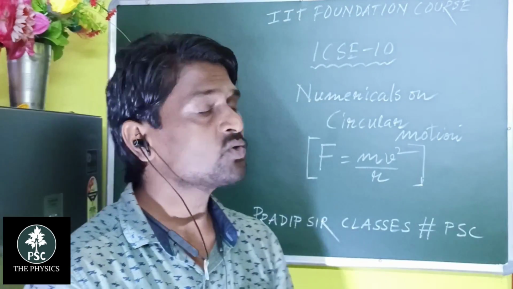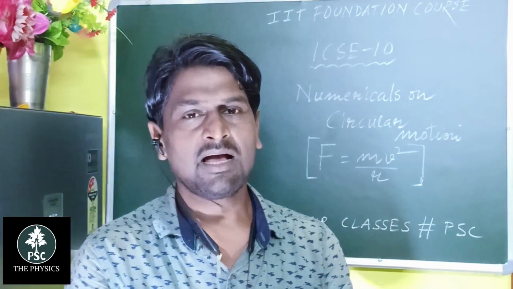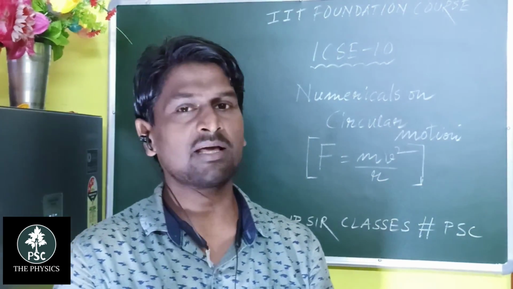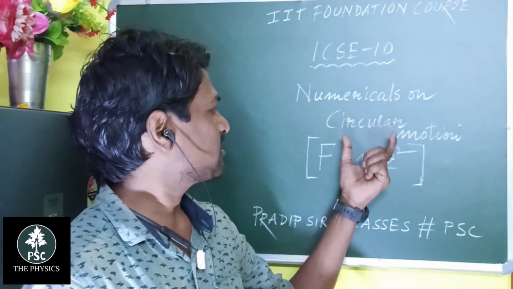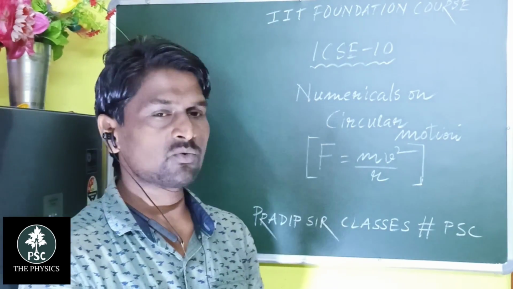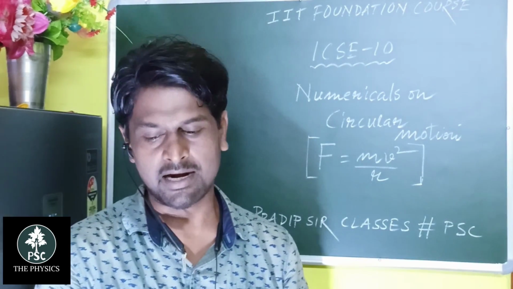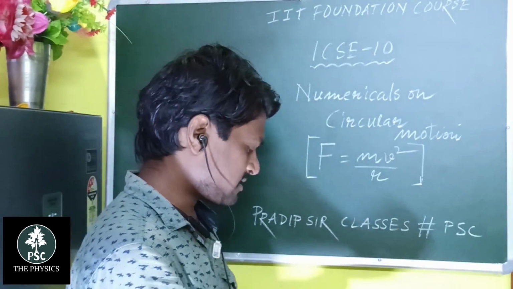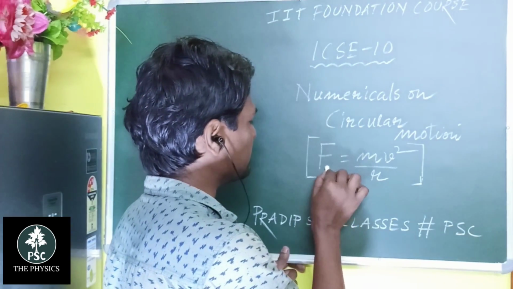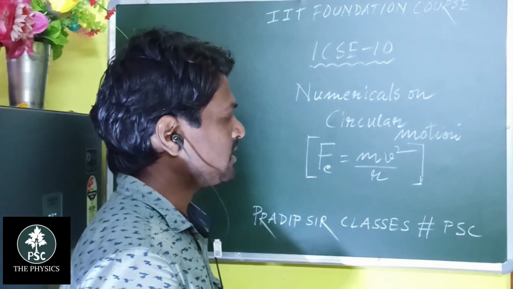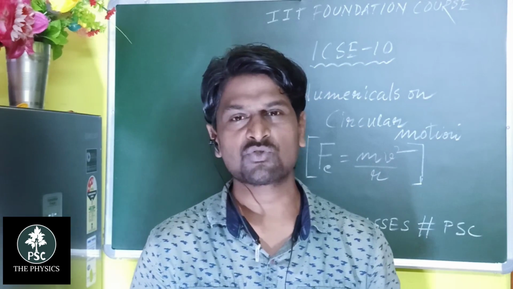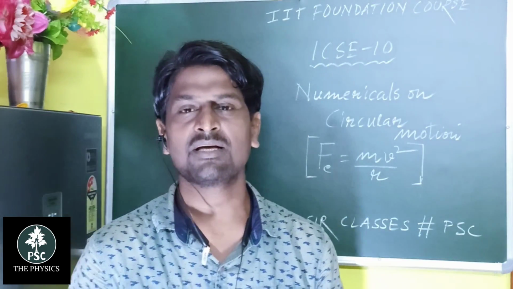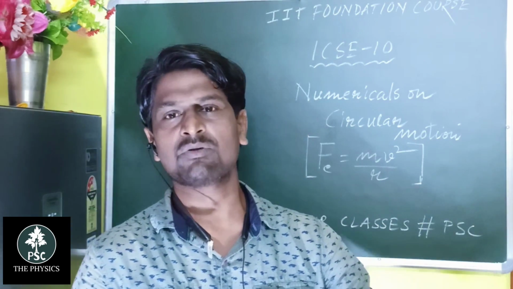This is the IIT Foundation course, ICSE-10, and as I promised, it will be a numerical class on circular motion. It is all about F equal to mv square by r. What is v, what is r, and what is the value of F? This is obviously a centripetal force. And what is centripetal force, what is centrifugal force? I discussed all that in the previous video.